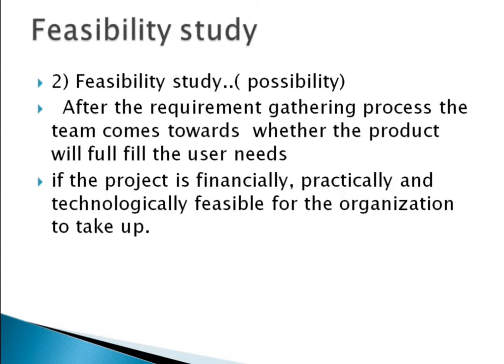The second step is the feasibility study. Feasibility means possibility, whether the product is possible with the current technology, the current budget, the current people, the current resources. After the requirement gathering process, the team considers whether the product fulfills the user needs or not, and whether it is possible in the given budget and with the given people. So we check if the project is financially, practically and technologically feasible for the organization to take up. Feasibility is very important. If the feasibility study is not performed correctly, it may lead to a lot of loss.